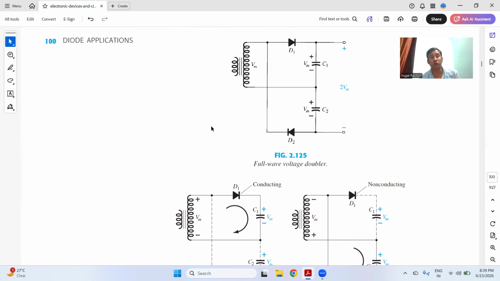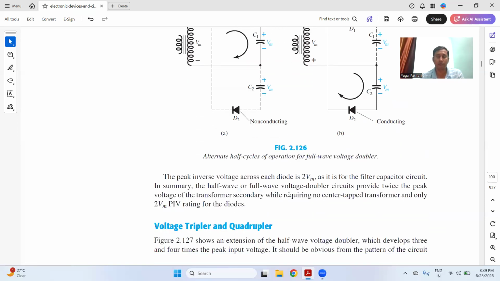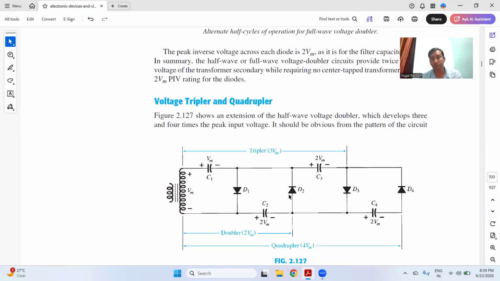If you want to complete the full wave doubler, you can arrange the circuit like this, and the operation of the circuit remains the same. Just arrange the capacitors like this, and you can understand the operation from these two circuits, figure A and figure B. It is very intuitive that if you rearrange the circuit, you can get the voltage doubler for both the positive cycle and the negative half cycle. So this is not a big task, not a big challenge.